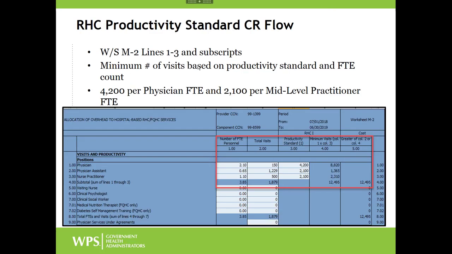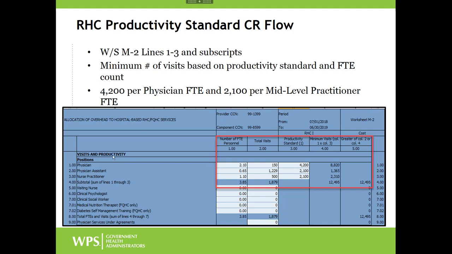So first of all, let's talk about the RHC Productivity Standard Cost Report flow. This starts out on worksheet M-2 of the cost report, specifically with lines 1, 2, and 3, including any subunits of those 3 lines. Now, you see here that line 1 represents the physicians, and then lines 2 and 3 are both what are known as mid-level practitioners, which include the physician's assistant, the nurse practitioners, and potentially other professionals. So again, those 3 lines can be subscripted if you have more than one of those professionals.